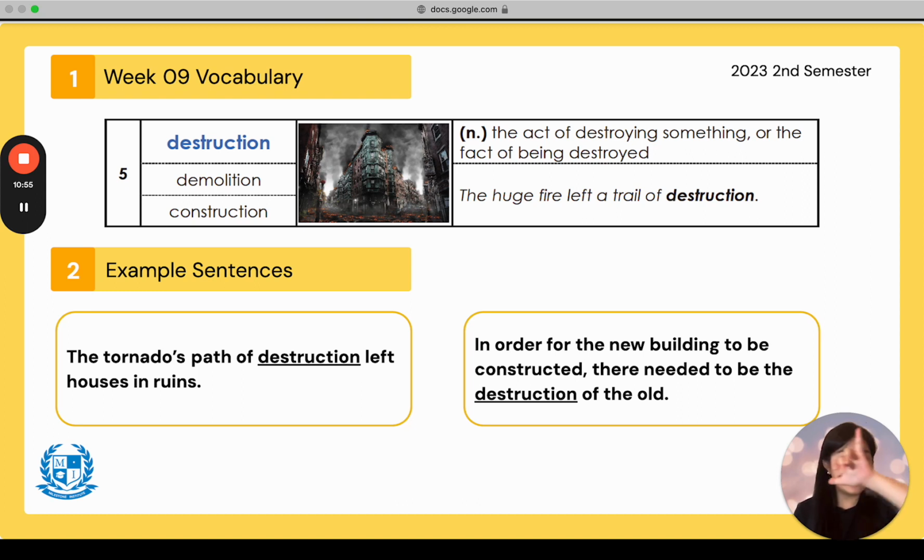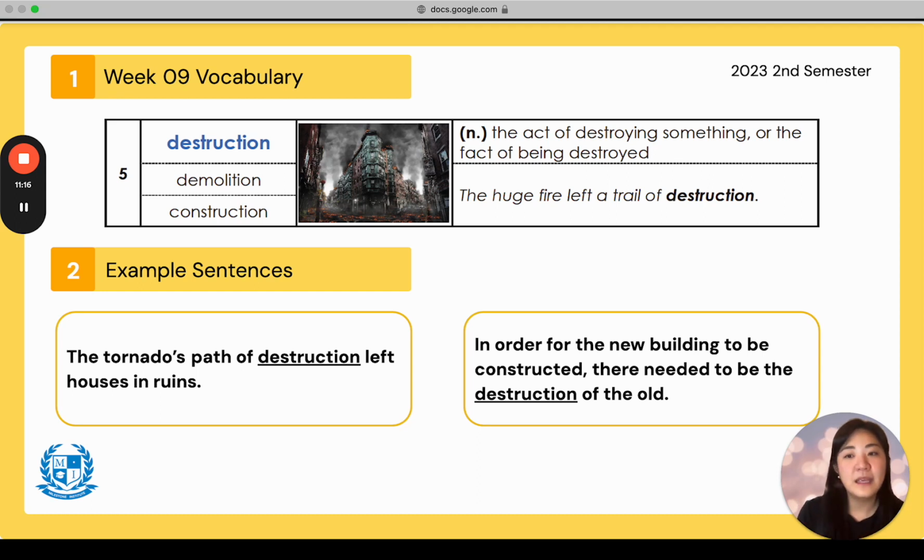So both of these sentences from the top and here at the bottom mean basically the same thing. Because of something, this fire or this tornado, there was destruction. But the reason why we have so many example sentences here is to show that we can use a different type of sentence structure to kind of mean the same type of sentence.